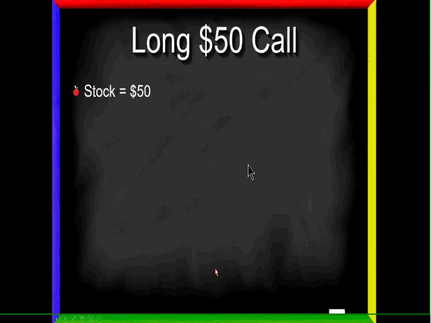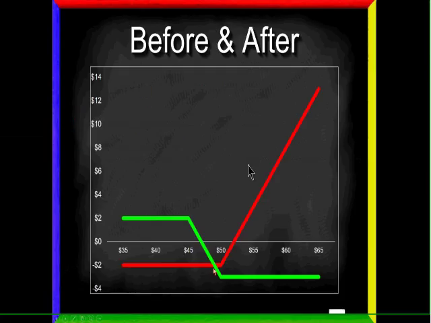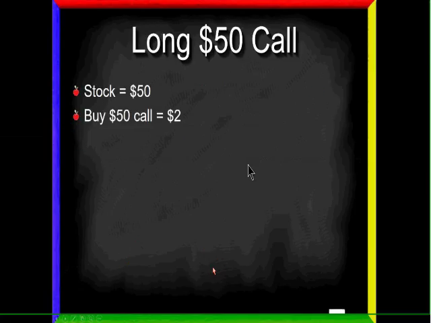What are they doing here with this one? Let's say we have stock at 50. You buy the $50 call for 2, it now falls to 48. And we say, you know what, it's turning bearish. Well, maybe I could sell the $45 call for 4. I've now gone from the red graph to the green.